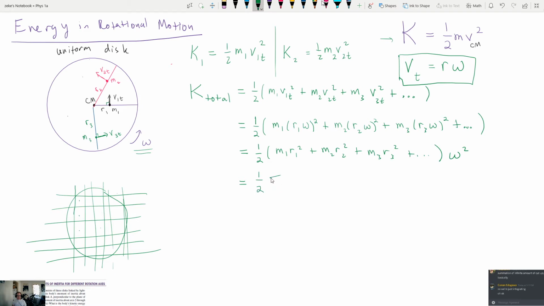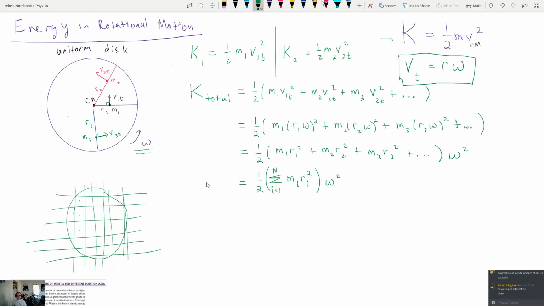And the sum we're going to write is going to be the sum over m sub i r sub i squared from i equal to 1 up to just how many ever pieces we happen to have broken it into. If we broke it into 4 pieces, it'd be i equals 1 to 4. If we broke it into 100 pieces, it'd be i equals 1 to 100. And that entire sum is multiplied by omega squared.